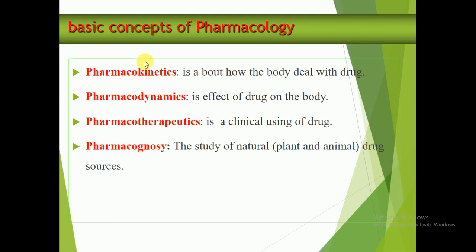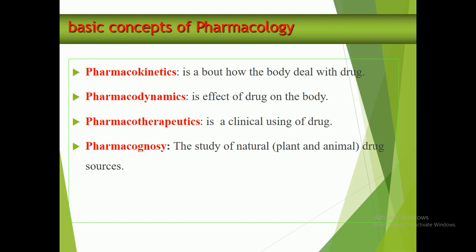The second one is pharmacodynamics. Pharmacodynamics is actually the effect of the drug on the body, what the drug does with the body. So pharmacodynamics includes the mechanism of action or mode of action, that is, how the drug can reach its target site in order to show the therapeutic effect.